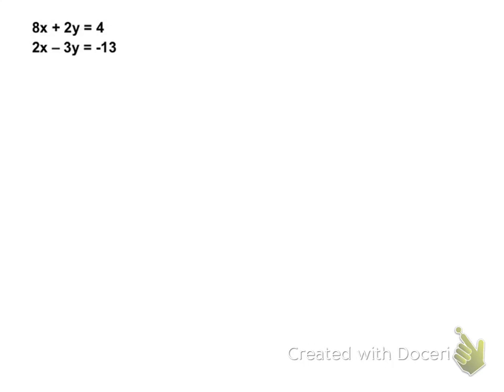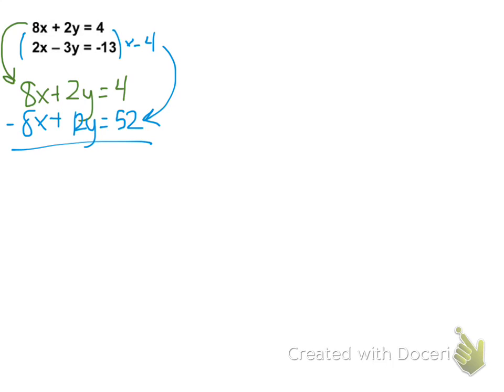So we have 8x plus 2y equals 4, and 2x minus 3y equals negative 13. So we need to get it so one of the variables has the same but opposite coefficient. Well, since 2 divides evenly into 8, I'm going to choose to multiply the second equation, everything in it, by negative 4. So rewriting my first equation, 8x plus 2y equals 4, and multiplying the second equation by negative 4, I get negative 8x plus 12y equals a positive 52.